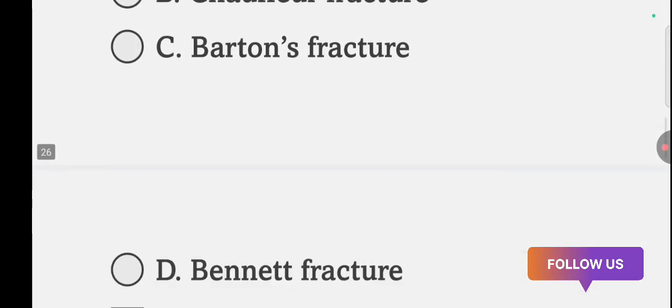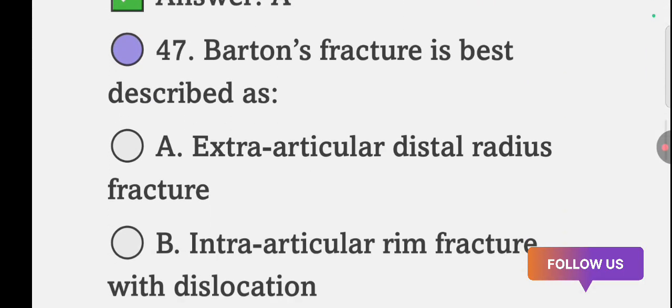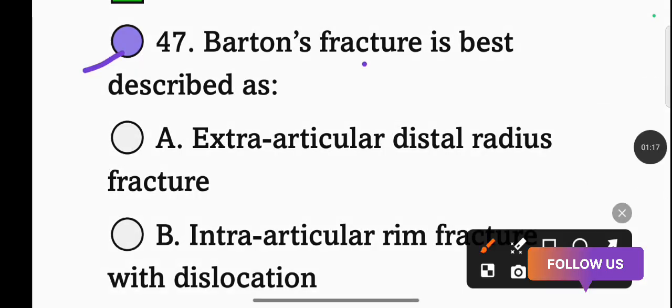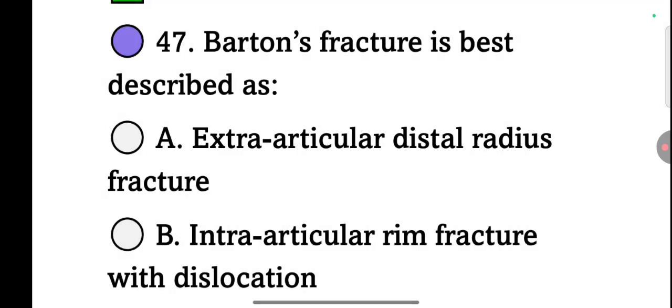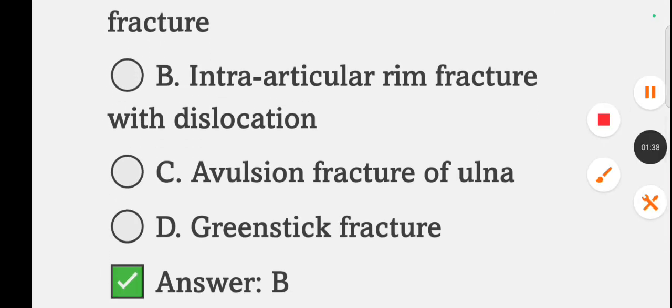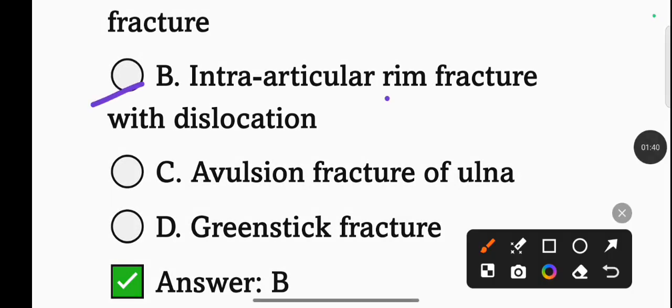Okay, so now come to the next question, 47. Barton fracture is best described as. A Barton fracture is a very important exam question. A Barton fracture is seen in the distal radius as an intra-articular process, involving the distal radius rim with subluxation or dislocation of the carpal bones. So it is part of an intra-articular rim. Option B is the correct option: intra-articular rim fracture with dislocation.